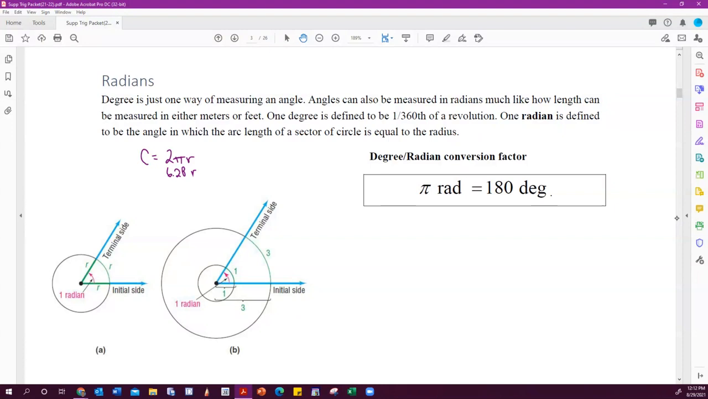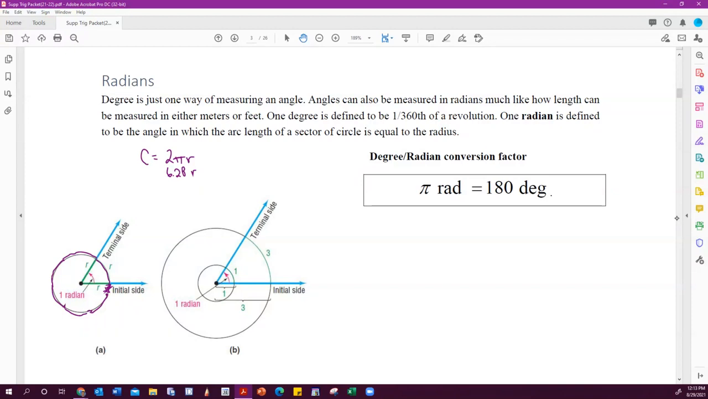If you look at this diagram over here, you'll notice that this is r, this is approximately r, there's 3 r's, 4 r's, 5 r's, 6 r's, and then there's a little bit left over, which is about 0.28 of an r. So a radian is just a measurement of the radius, and we call that the angle. We bring it down and make the central angle here, and that's the radius.